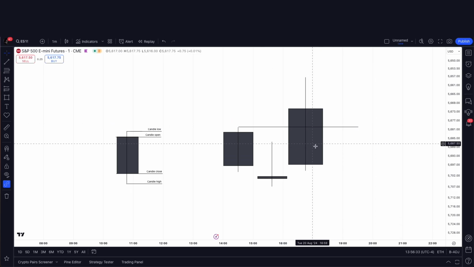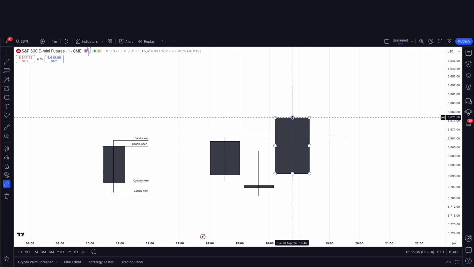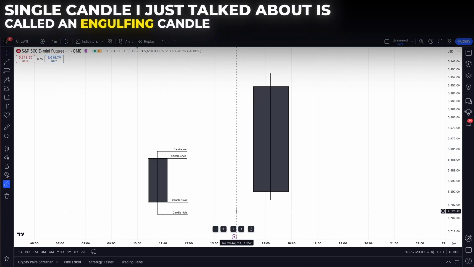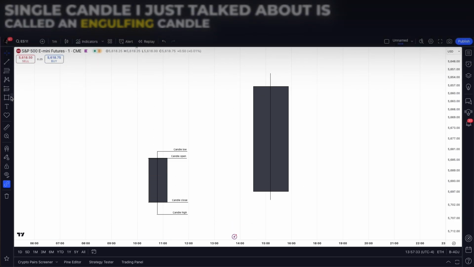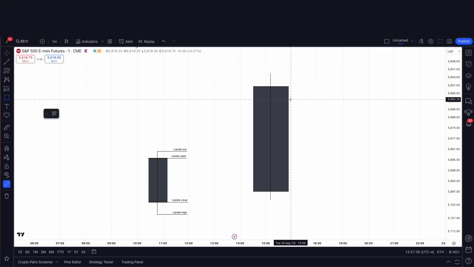Now let's expand on this candle right here, because this candle in itself is another candlestick pattern. Let's advance, shall we? So the single candle I just talked about is called an engulfing candle, and an engulfing candle consists of 2 major candles. You need a lot of volatility for this one.